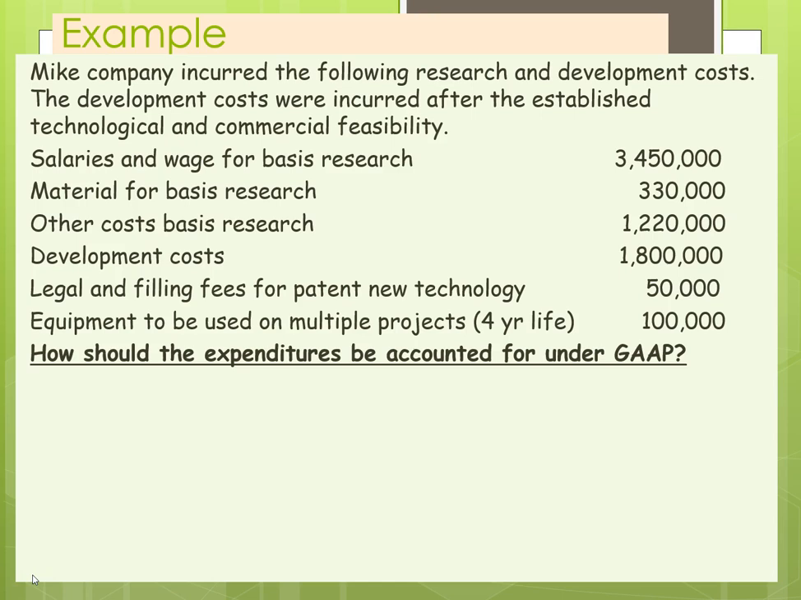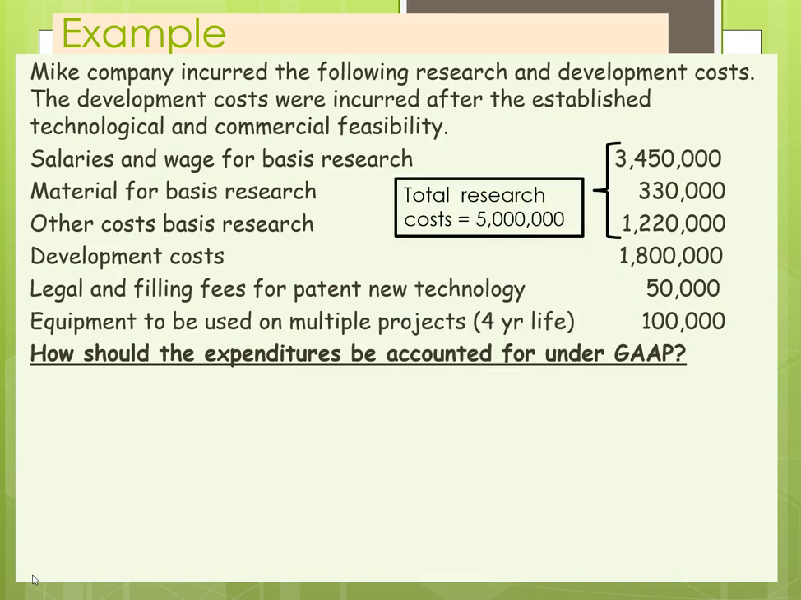So let's take a look at our example. In this case right here, these are the costs that were incurred. We had salaries, material and other costs for basic research. Then we have development costs. We have legal and filing fees, and we also have a piece of equipment that's going to be used on multiple products. So we add those up, and total research is $5 million.